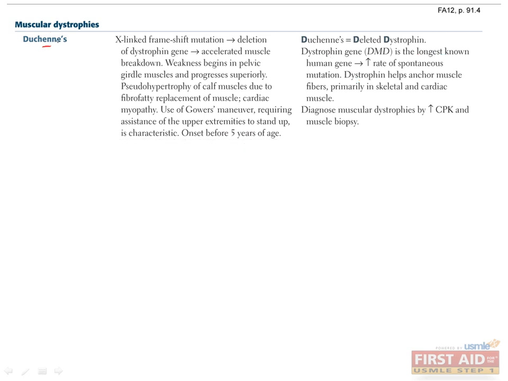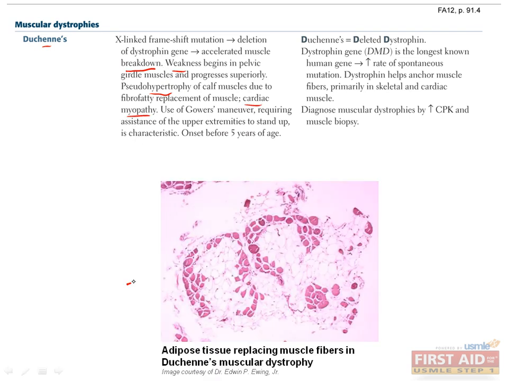Duchenne's is the more serious of the two. It often has an onset at less than 5 years of age and is caused by a frameshift mutation, which results in a completely non-functional protein. Without dystrophin, there is muscle breakdown, which causes weakness which begins and is strongest in the pelvic girdle muscles and progresses superiorly. These patients also get pseudohypertrophy of calf muscles due to the fibrofatty replacement of muscle tissue, and cardiomyopathy is common as well. The fatty replacement of muscle tissue can be seen in this image.